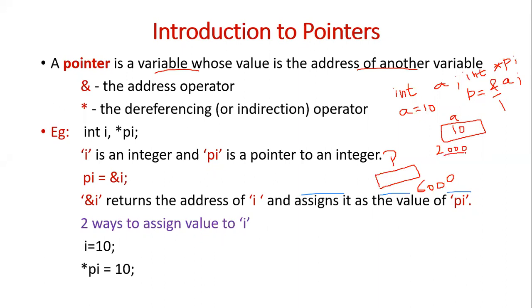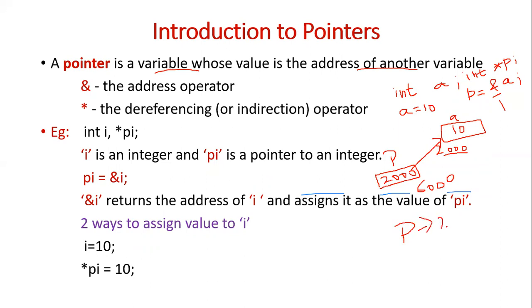What is the address of A? 2000. So P will have 2000. But 2000 is not an integer value. It is an address. It means that P is pointing to this address 2000. And what does that address 2000 contain? A. So now whenever I say P, it refers to the address where it is pointing.